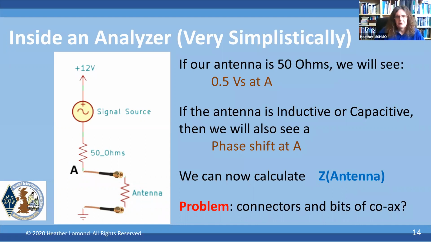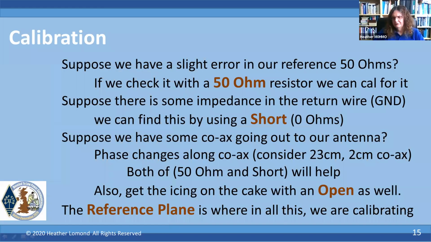And from all of that, we can do the maths inside the analyzer, and we can work out this impedance, this Z parameter. But before we can do that, we have to worry about the fact that we've got bits of coax, connectors, bits of wire, all sorts of things going on between A and ground, which are going to cause us to change our measurements when we do this. So this is down to calibration, and it's a thing that is really overlooked by the majority of people, and it's actually quite important.